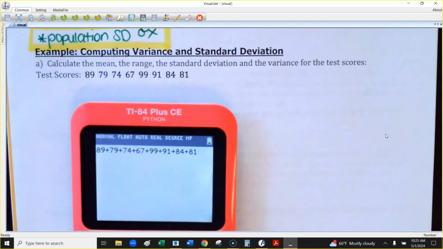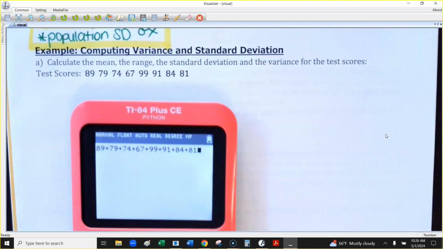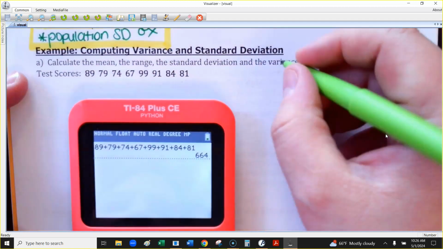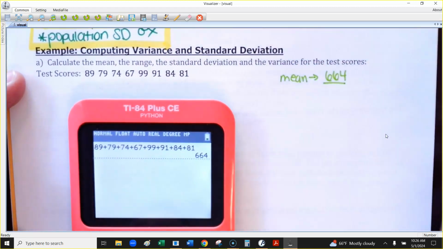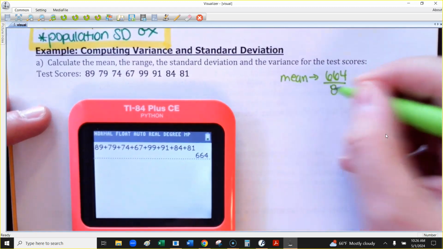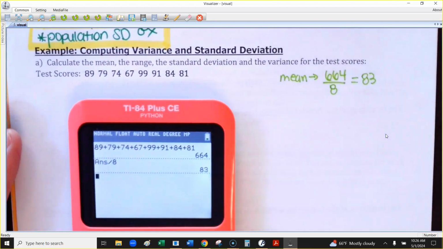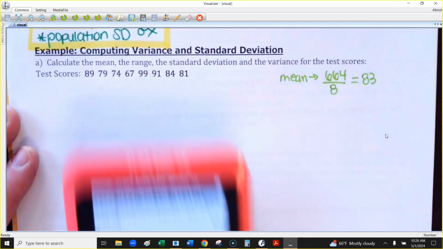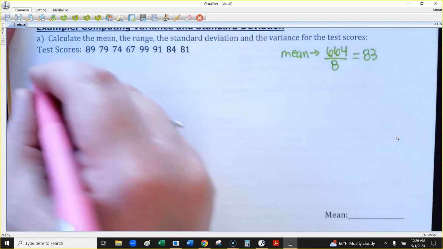If you want to type that in the list that we did yesterday, you could do that as well. I'm just going to do it by hand here real quick. It looks like we have how many? 1, 2, 3, 4, 5, 6, 7, 8 test scores. So to find the mean, we take the sum of the test scores, which is 664, and we've got 8 test scores. So the average is 83. Okay, now to find a deviation, here's what I'm going to do. I'm going to write these out vertically.